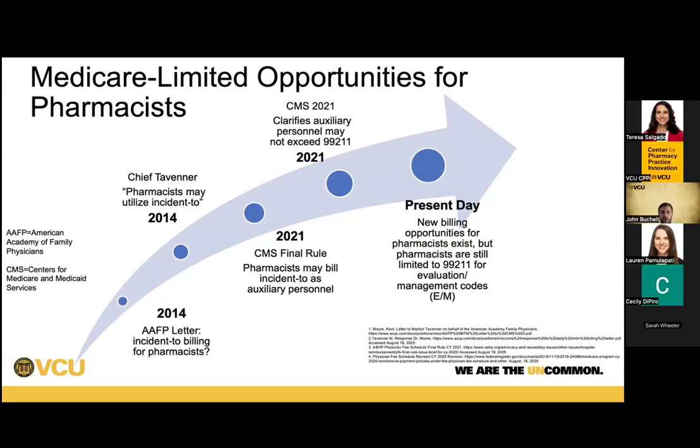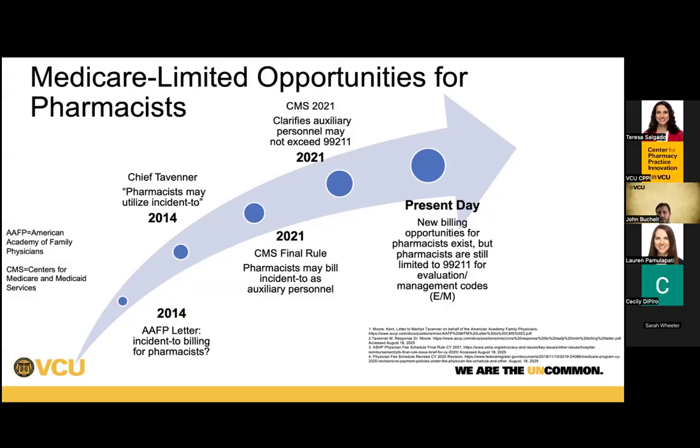In 2021, we made it into the final rule for pharmacists to bill as auxiliary personnel, but there wasn't really any limitation on what pharmacists could bill. So could we bill an incident to process the same level of care as a provider in another profession? So those higher codes. Later that year, CMS clarified and said pharmacists as auxiliary personnel can only be limited to a level 1 code or 99211. Again, we're going to talk more about these different codes later. However, this is the lowest code, the lowest level of service that you could provide to a patient, and the lowest amount of payment for clinical services.